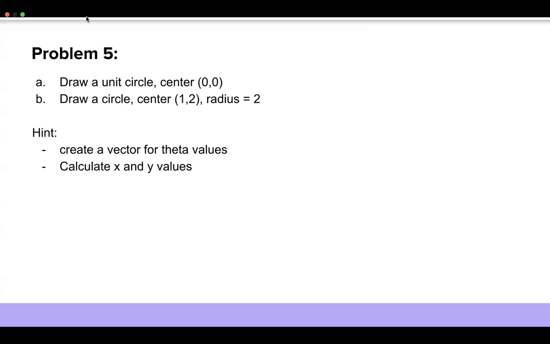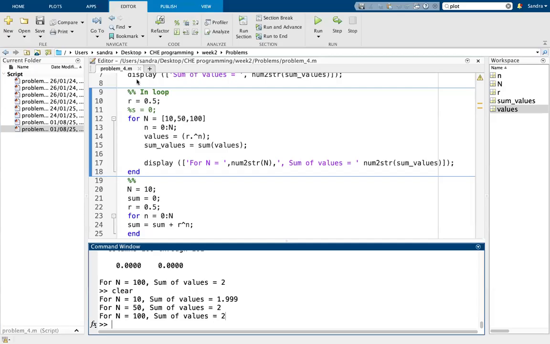Okay, we'll discuss the answers right now. You have to draw a unit circle with the center 0, 0. Next question is draw a circle with center 1, 2 and the radius should be 2. Here the radius is 1 and here the radius is 2. If you remember, you can draw the circle if you have the theta values. So we'll just quickly go to the code. That is a hint that has been given.